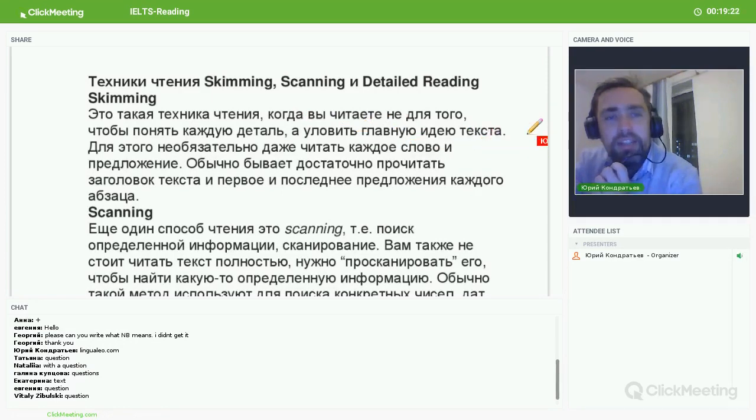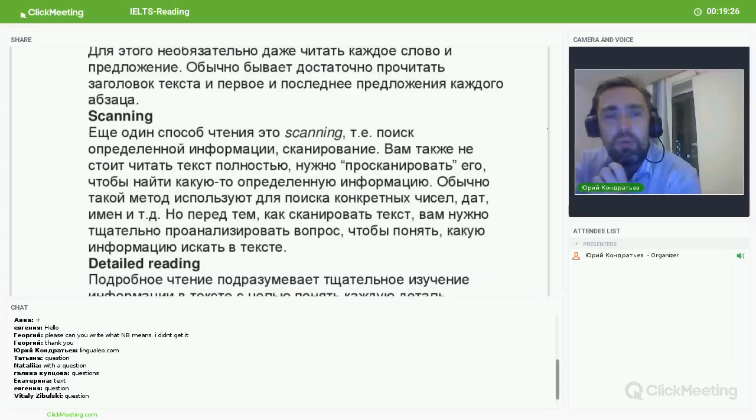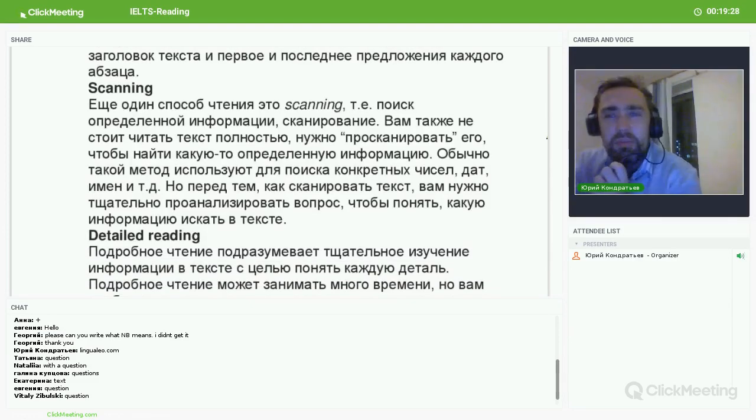Right, scanning, it's just looking for specific information. For example, if you know that there is a name or a date or some specific term, and you know this term cannot be paraphrased. So you can find this piece of information quickly, and then find out if your sentence that you're looking at is true or false, or this piece of information is in this paragraph or that paragraph, and so on.